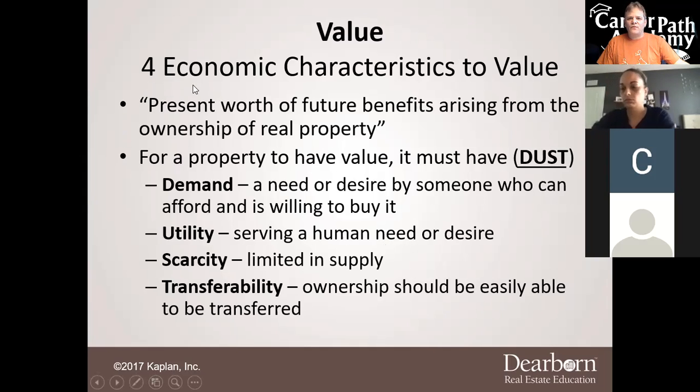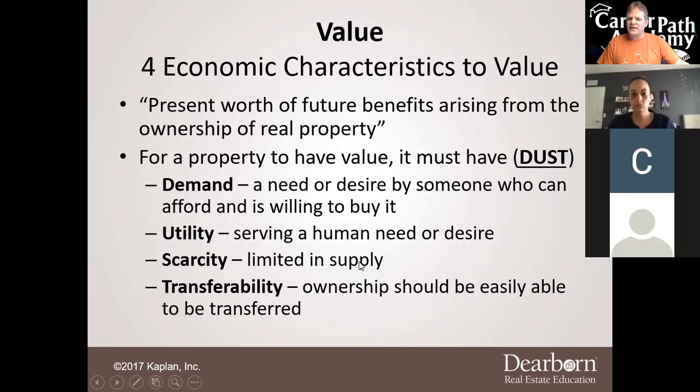All right, so four economic characteristics of value. Value can be described as the present worth of future benefits arising from the ownership of real property. So for a property to have value, it has to be demanded by people who are willing to buy it, can afford to buy it, and have a desire to buy it. Utility means that it's serving some sort of human need or desire.